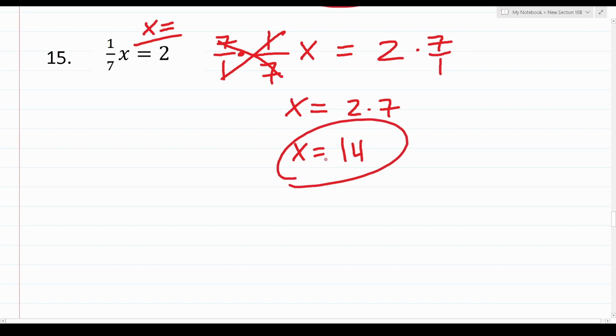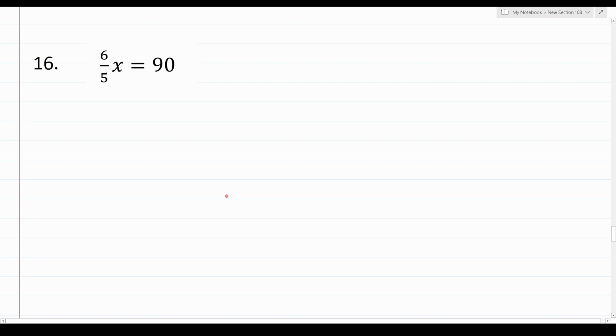Pretty easy one. All right, so number 16 says 6 over 5x equals 90. So let's go ahead and copy this one down. We have 6 over 5x equals 90. And again, our goal is to find a value of x such that this equation becomes true. And in order to do that, we're going to use addition, subtraction, multiplication, division in an effort to isolate our letter variable. In other words, we want to get x equal to something by itself.